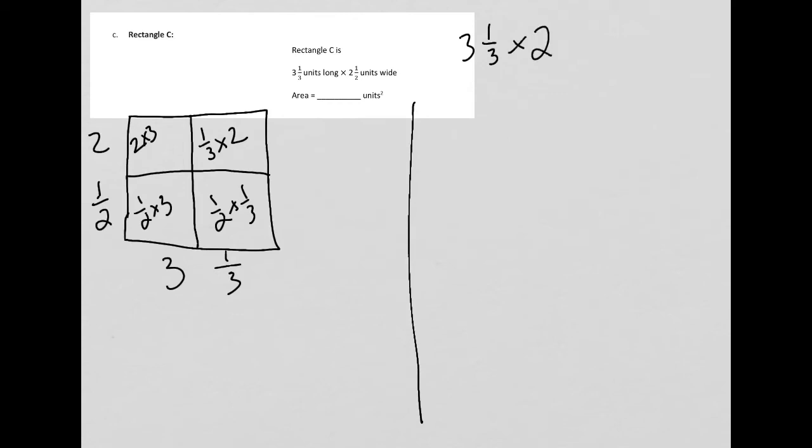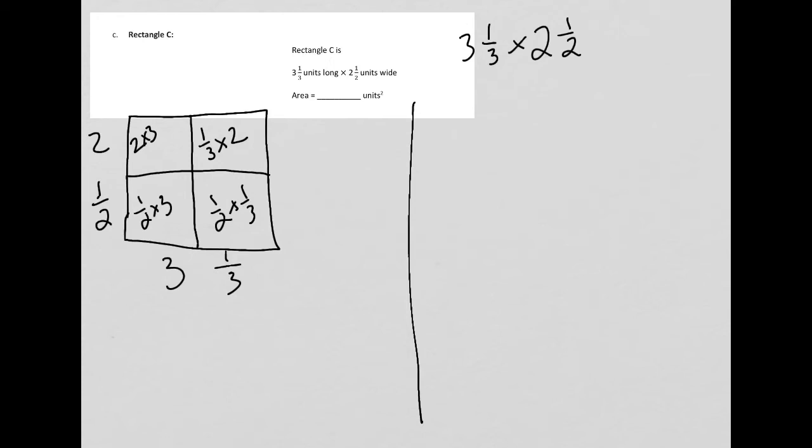My bottom left is 1/2 times 3. And my bottom right is 1/2 times 1/3. So I have 4 equations that I will do separately to then figure out my 4 partial products to add them together. If I was doing this with the distributive method, my equation is 3 1/3 times 2 1/2.